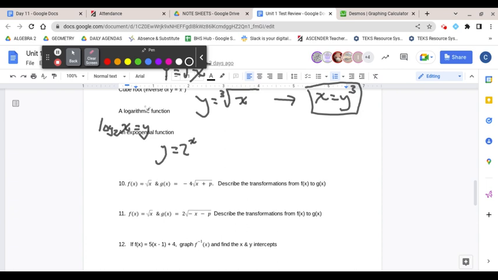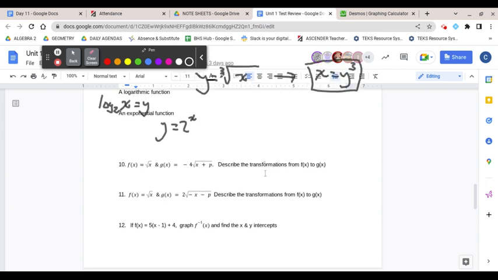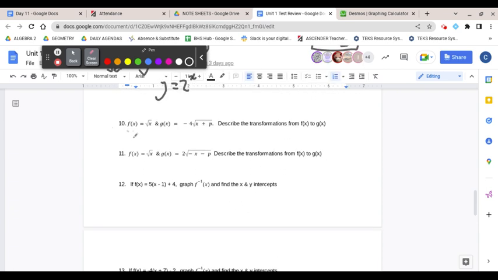So let's look at 10 and 11 both here. f of x equals root x and g of x equals this. We want to describe the transformation, so let's work left to right. Starting with the negative on the outside, the negative on the outside is going to give us a vertical reflection. We have 4, so we're also going to have a vertical stretch.